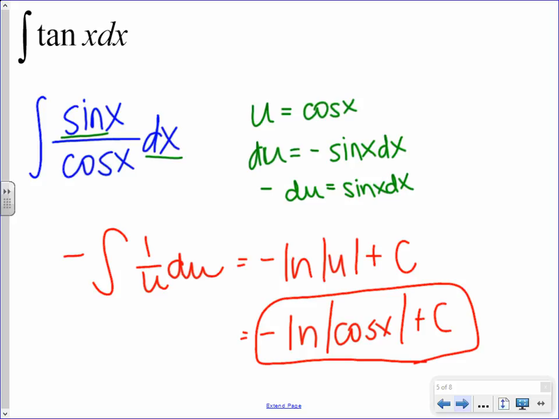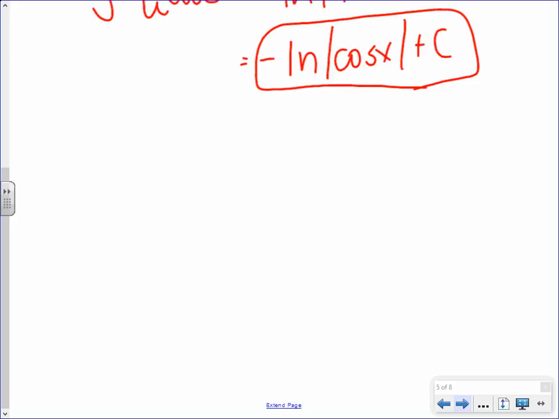Following that same process, I would like you and your pod to come up with the antiderivative for cotangent.